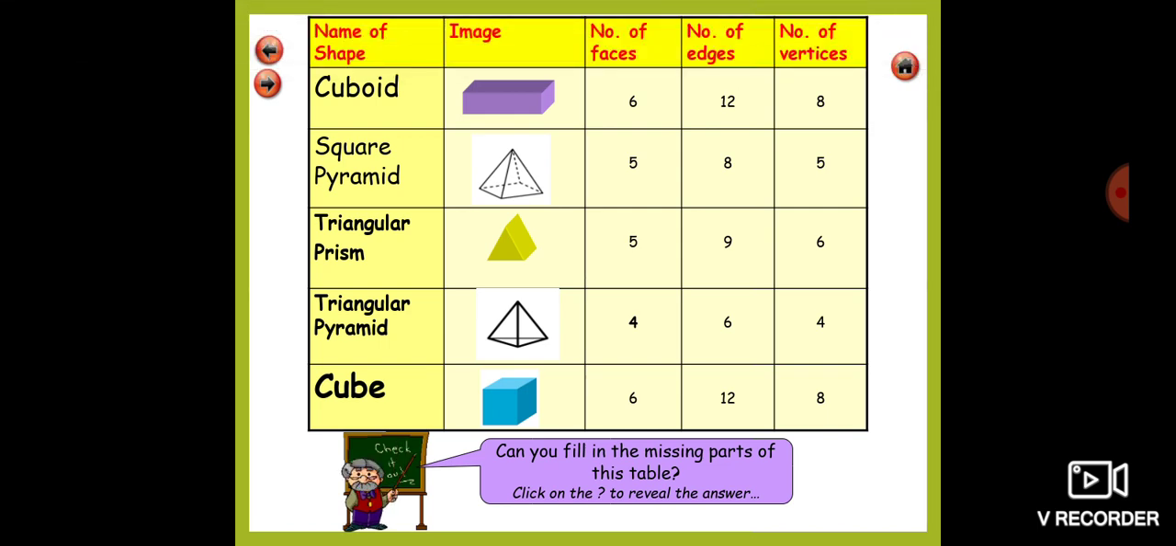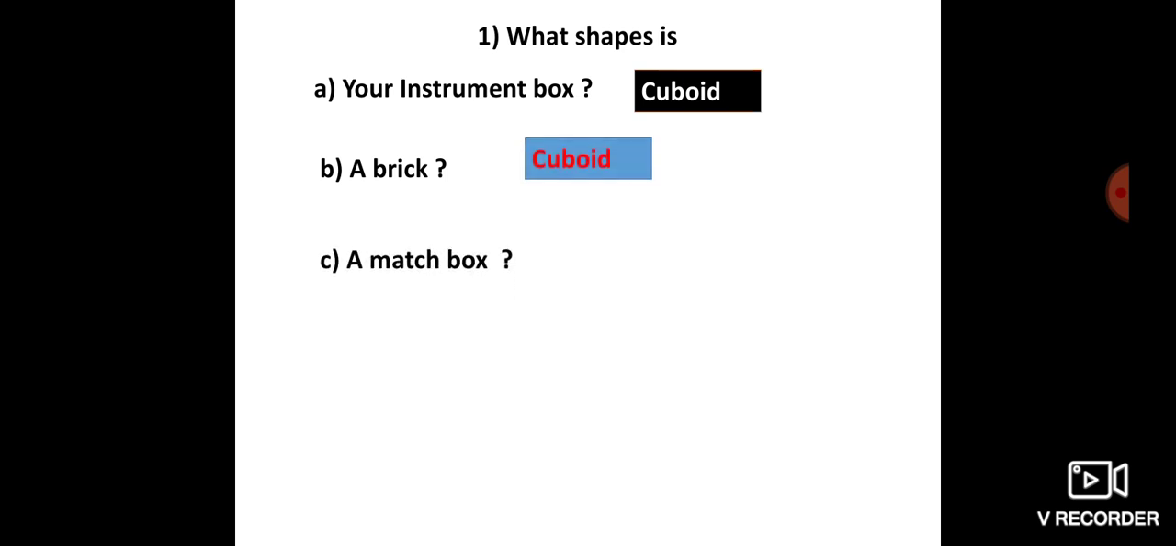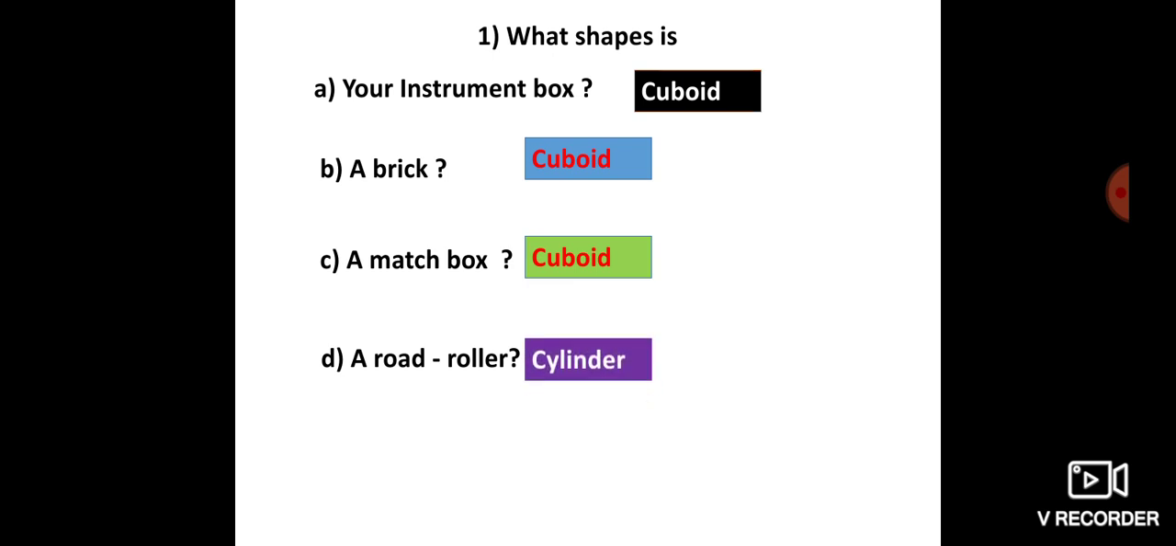Next, one more question. What shape is your instrument box? It is a cuboid. Okay. Next, B question, a brick. The shape of a brick is cuboid. C question, a matchbox. Very simple. It is also a cuboid. A road roller. A road roller is like the shape of a cylinder. Then next one, our favorite, a sweet laddu. It is in the shape of a sphere.